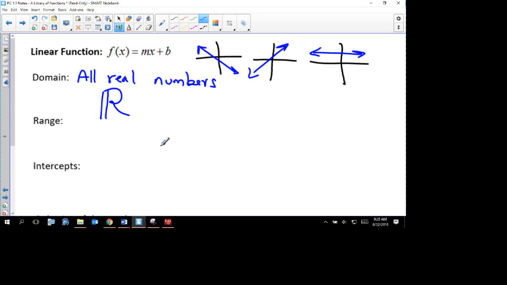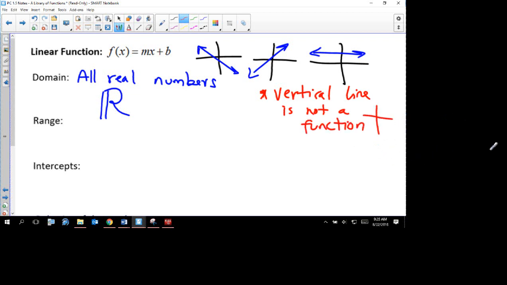Does anybody think I skipped a graph up there? Is that a function? It doesn't pass the vertical line test if it's vertical, so a vertical line is not a function. I was waiting for somebody to say something, but you didn't, so I had to bring it up. So I'll put a note over here, vertical line is not a function. They would not pass the vertical line test. So you can't write it as f of x equals something, because what does f of x represent? Y. And that equation is x equals, not y equals.